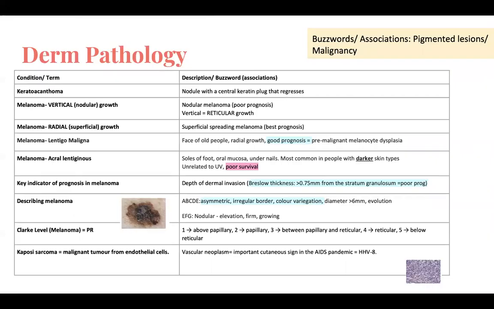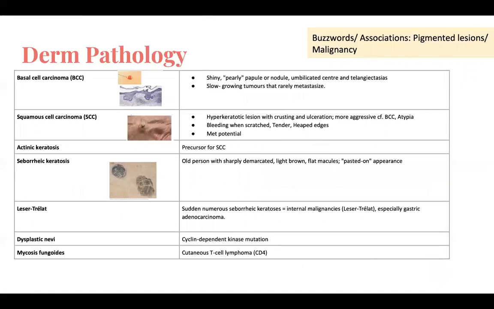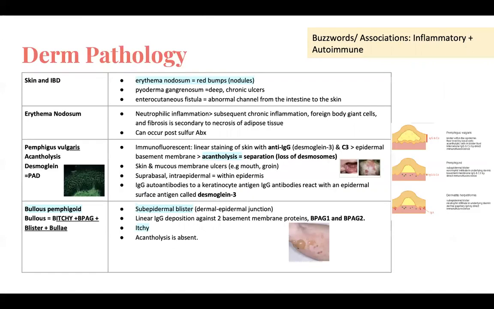And then I've just listed here different types of derm pathology and associated buzzwords. I've only gone through the main common conditions today, but for the path exam, I like to test some more weird and wonderful things. So here are some buzzwords which you can read in your own time that help you determine which of the conditions are most likely. So I've just listed them there.